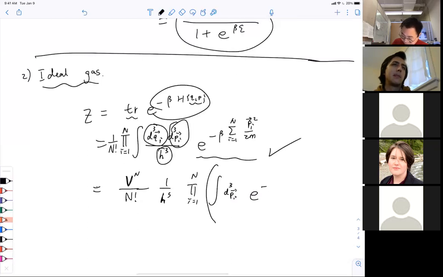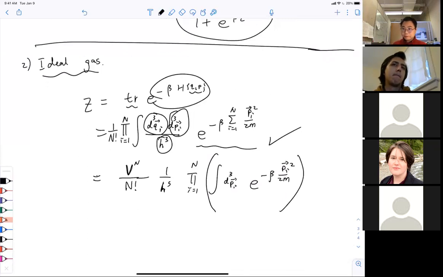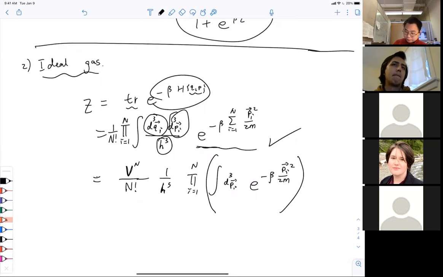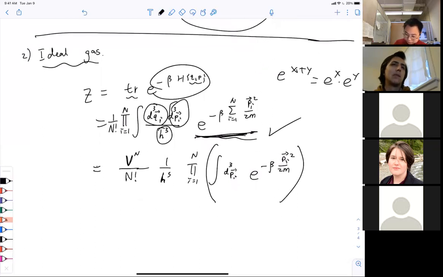By the way, this is equivalent to this, right? The same trick. I just factor this, use e to the x plus y equals e to the x times e to the y. So of course, all the particles are the same, so it's just the nth power.